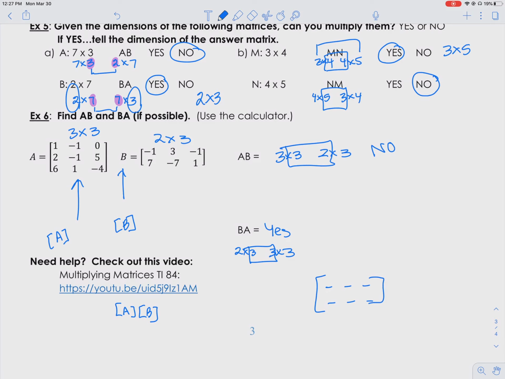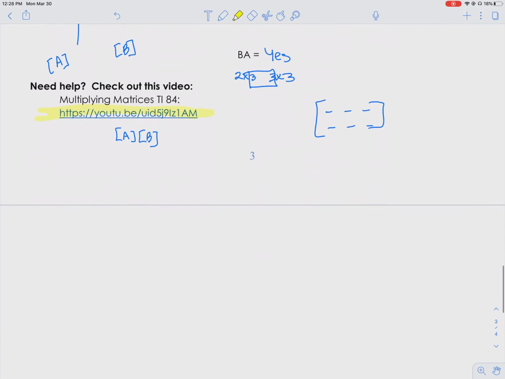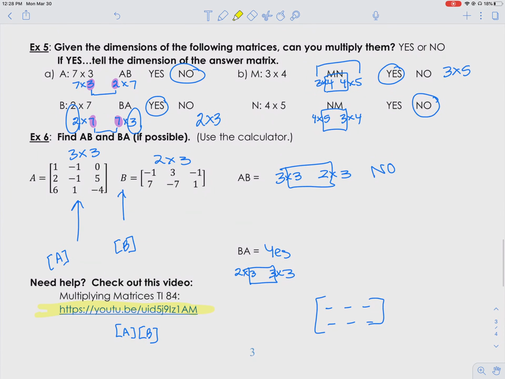The way that you actually plug that in, you're going to look at it on this YouTube channel, because they go into great detail on how to actually enter those in. So you need to practice entering these matrices in and multiplying them, but I always want you to check and make sure you can do it before you actually start plugging everything in. And that is the end of this section.